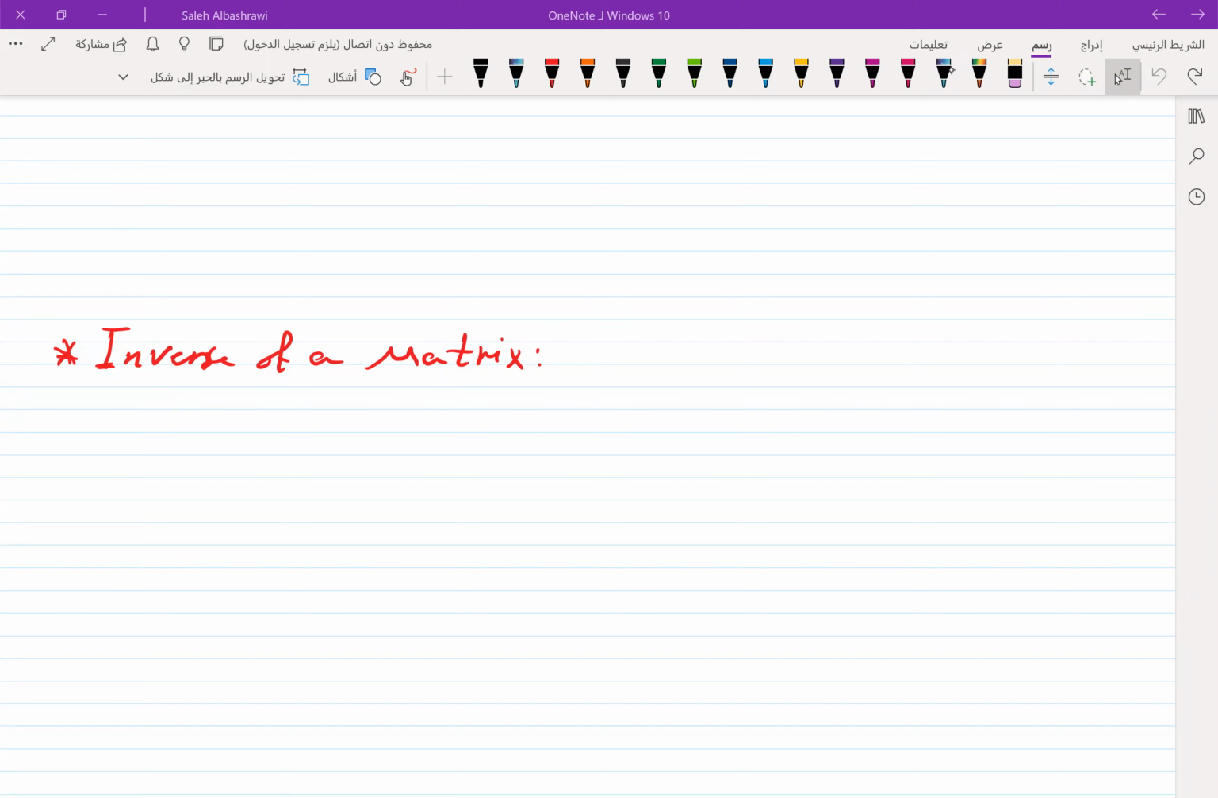Today we are going to speak about the inverse of a matrix. What do we mean by inverse of a given matrix? Start with this definition.